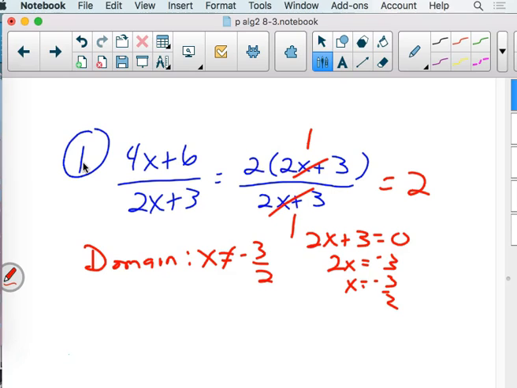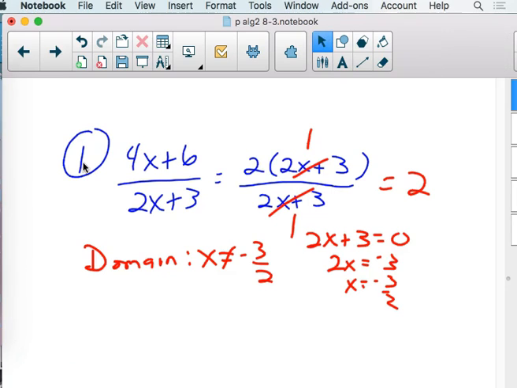So anything that you have in the denominator, at the start of the problem, middle of the problem, or at the end, you have to state as a restriction on the domain. So that should clear up 1 through 8 for you, right? That's fine. Let's go down to number 15.